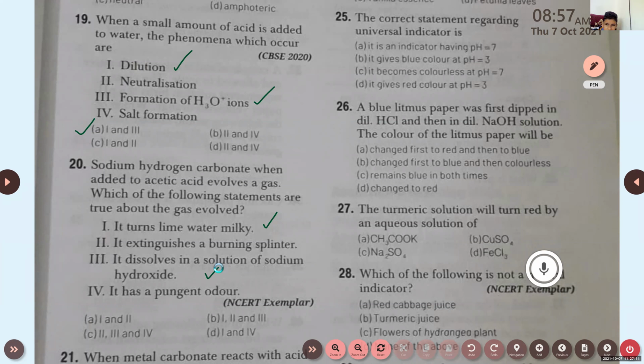And hydroxide or another gas. Which one, Melvin? Hydrogen. It will react with the sodium hydroxide, dissolves in a solution of sodium hydroxide. No, hydrogen is not the gas formed here. Carbon dioxide will be produced. Look here, sodium hydrogen carbonate. Look at your textbook, page number.